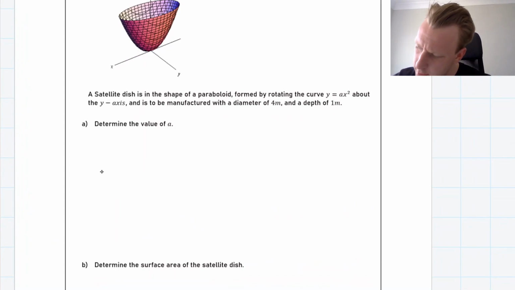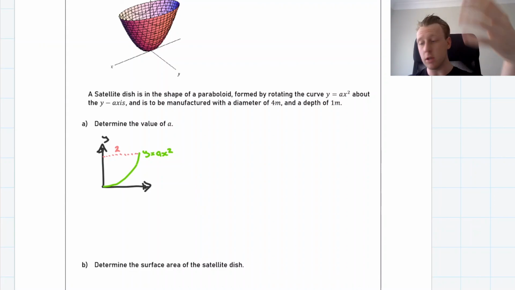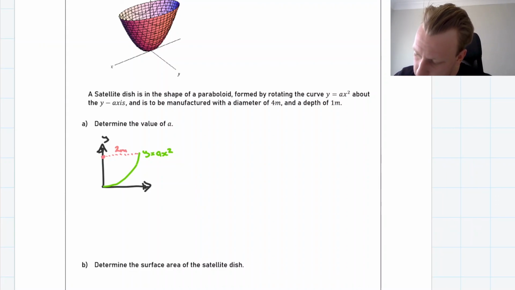Okay, so here, we're going to rotate our parabola about the y-axis. That's this one here. So we're going to have a parabola that looks like this. Y equals ax squared. Where we want it to have a diameter of 4 meters. So that means the halfway point there is going to be 2, right? Because you're going to rotate it the whole way around. So rotating it halfway around is going to give you 2 meters. Very good. And a depth of 1 meter. So that means this is going to be 1 meter because from the bottom of the satellite dish to the top, 1 meter. So that means we've got a coordinate here that's x being equal to 2, y being equal to 1.